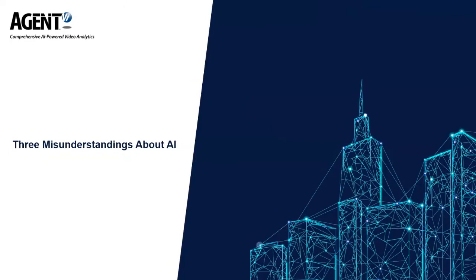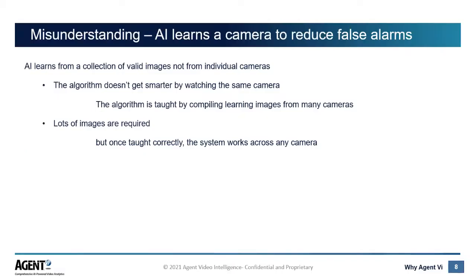All right, some misunderstandings about AI. Let me start with the one that comes up most often, but is actually the most misleading and the trickiest to explain to customers. Customers will say to me, "So does your AI learn a camera over time to reduce false alarms?" Now, the question is flawed because AI doesn't work like that at all. In fact, AI learns from a collection of valid images, just like the human example I used before, to learn what it wants to classify. It does not learn from an individual camera.